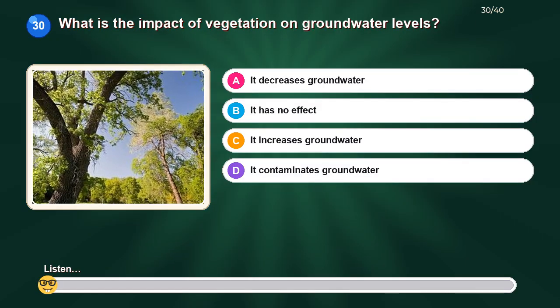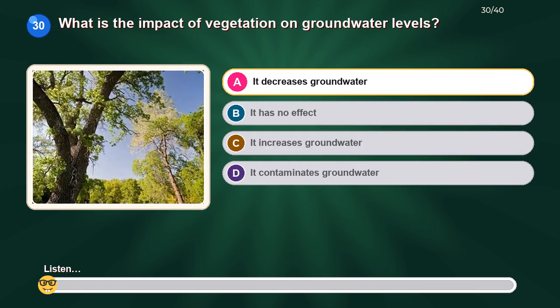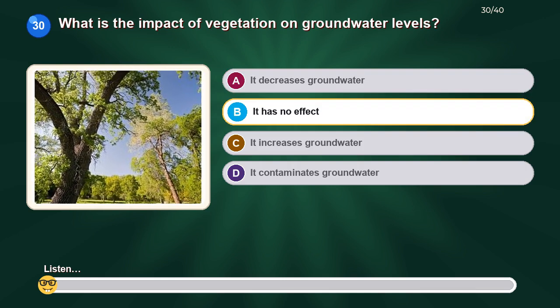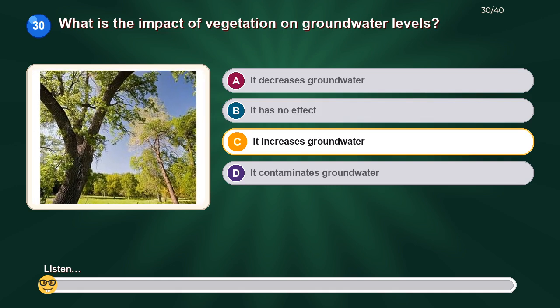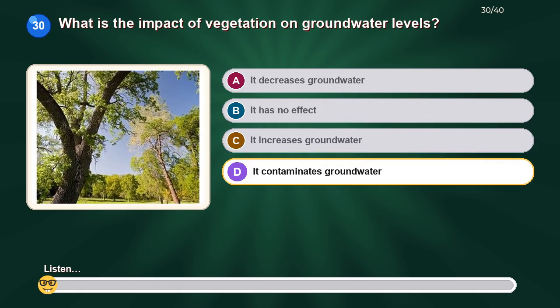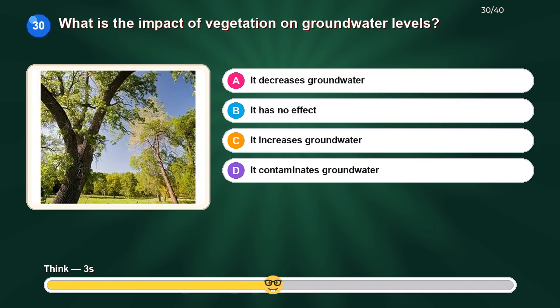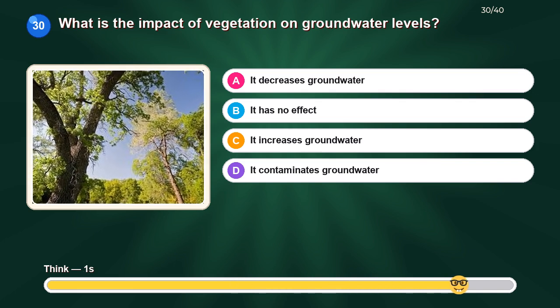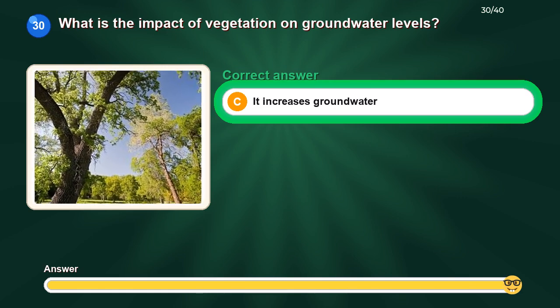What is the impact of vegetation on groundwater levels? Option A, it decreases groundwater. Option B, it has no effect. Option C, it increases groundwater. Option D, it contaminates groundwater. The correct answer is, it increases groundwater.